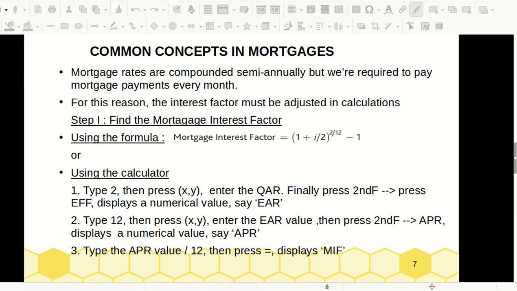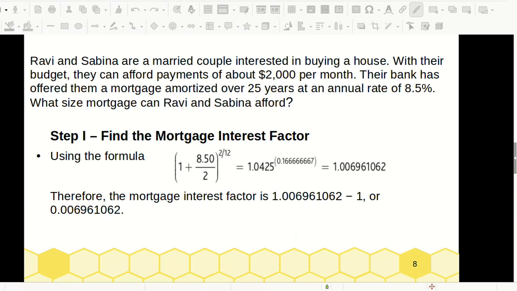Now in the second step, we find the annual percentage rate, APR. Type 12, press the XY button, enter the EAR value that we got above. Now press second F and then press the APR button this time. Now a numerical value is displayed, which is your APR. So by dividing the APR value by 12, you get the long awaited mortgage interest factor. That's your MIF.